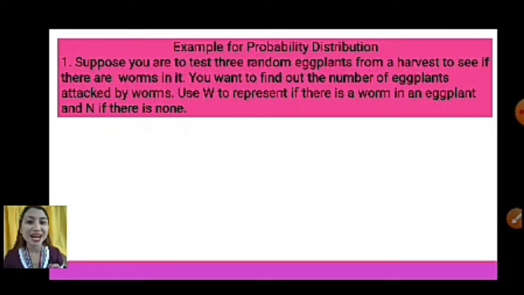Yuck! So the eggplant has a worm. You want to find out the number of eggplants attacked by worms. So use W to represent if there is a worm in an eggplant and N if there is not. So let's determine if the eggplant has a worm or not. Use W for a worm in an eggplant and N for no worm in an eggplant. This is the table.